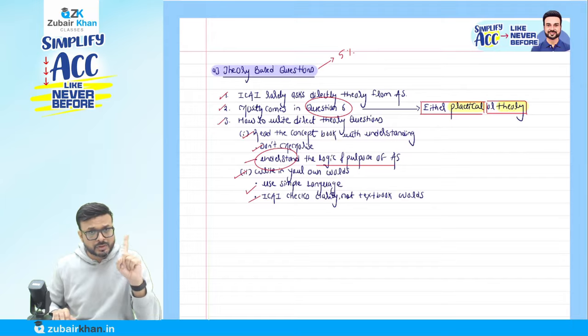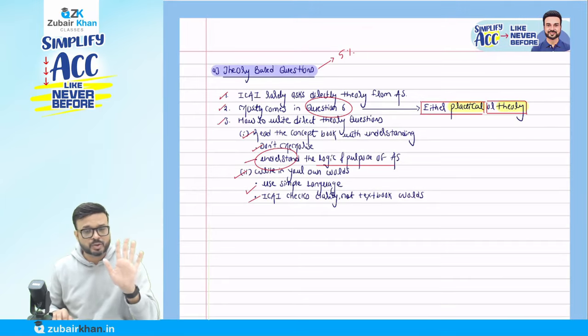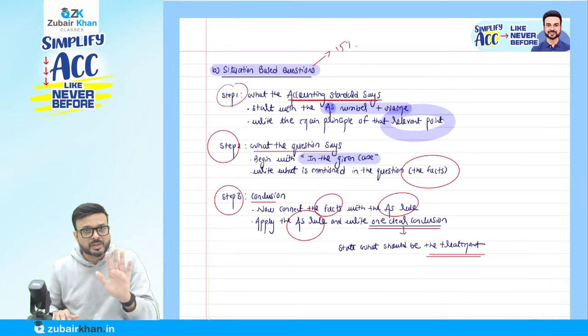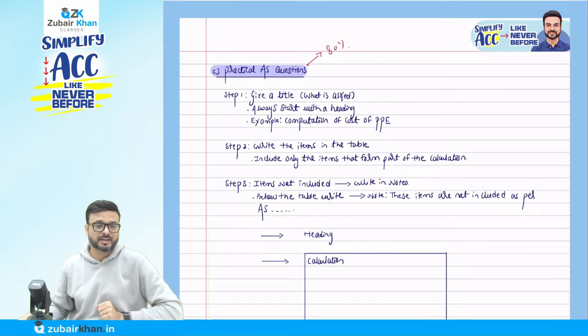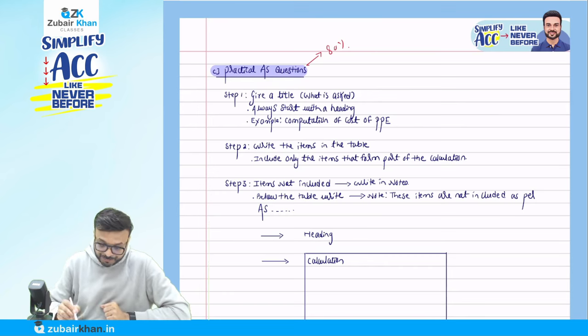Now, theory based question, only one question will generally come down in question number 6, that too in option. Situation based, rarely done. Now, this is the main area where they ask you the question in examination, practical question. Okay. Now, what happened now?